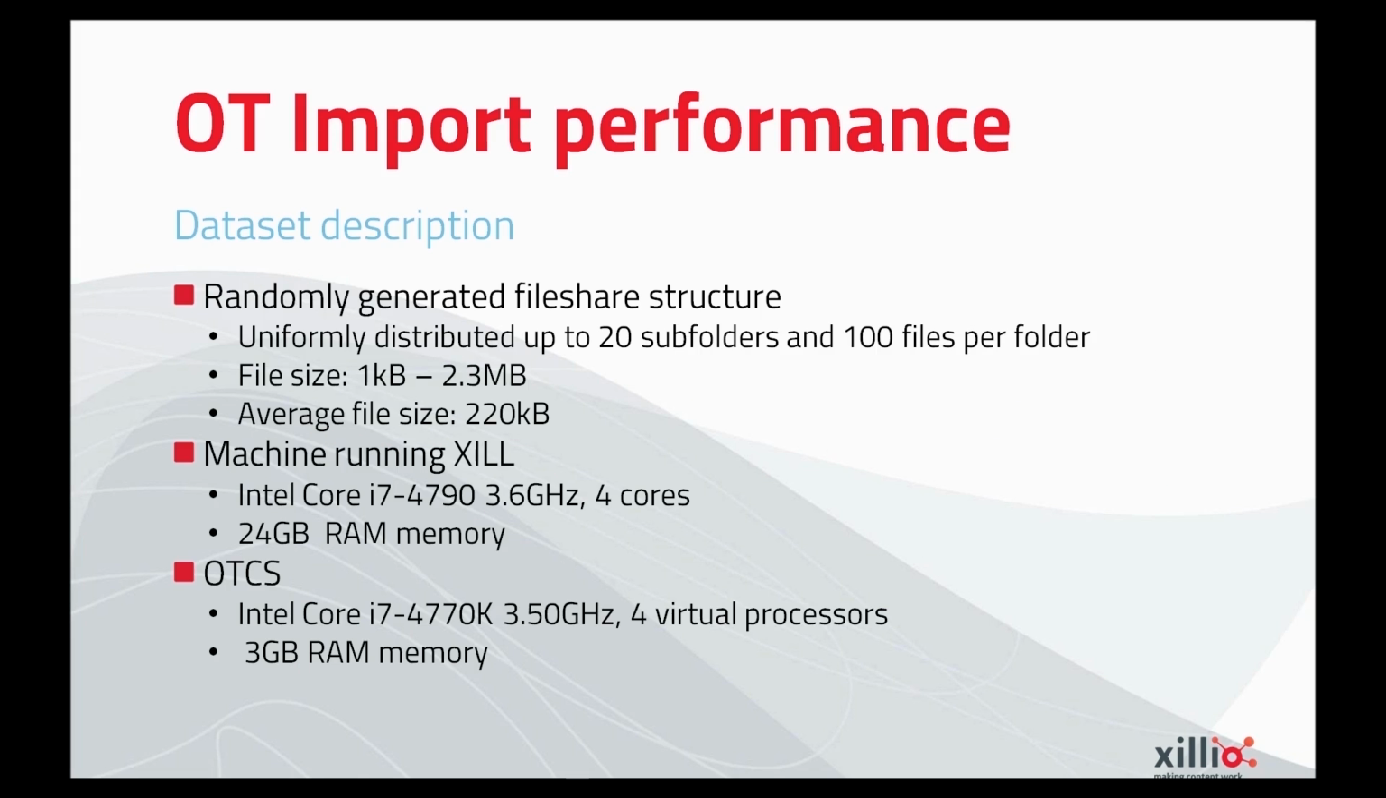The performance tests that we have run so far were conducted on the following dataset. A randomly generated file share structure which contains uniformly distributed folders and files of different formats, for example, executables, PDFs, or Office files. The folder structure consists of up to 20 subfolders and 100 files per folder, with a file size between 1 kilobyte and 2.3 megabytes, and an average file size of 220 kilobytes.